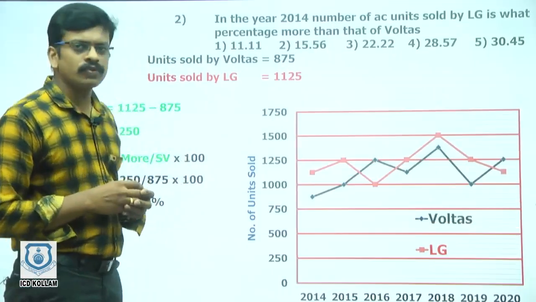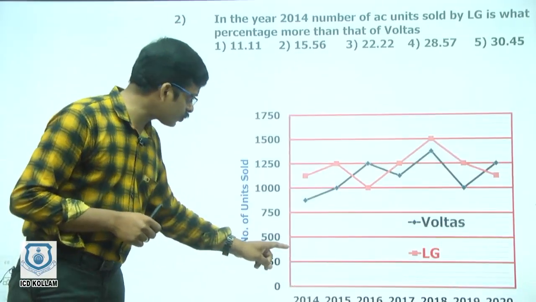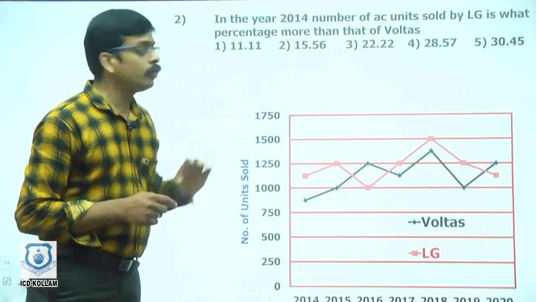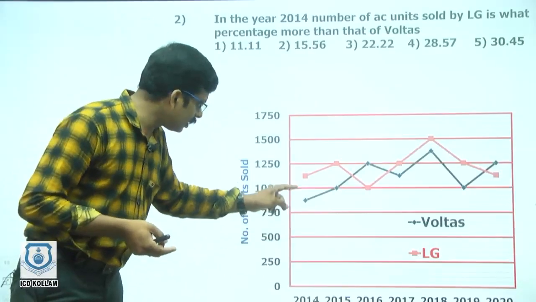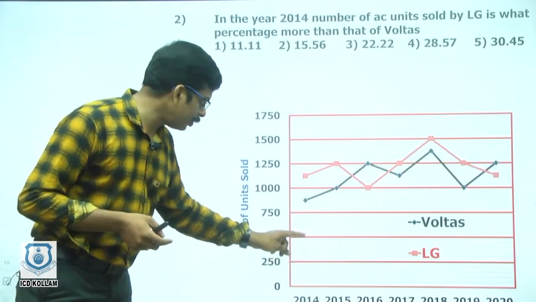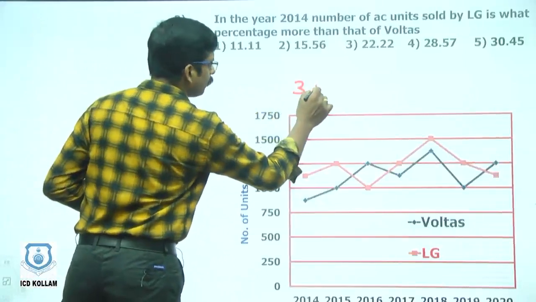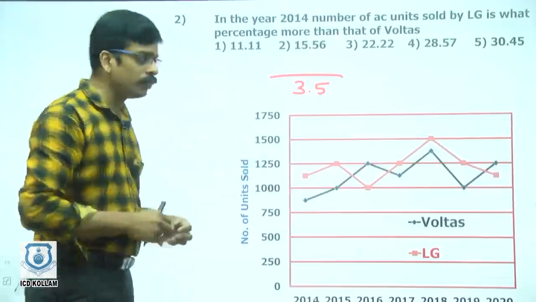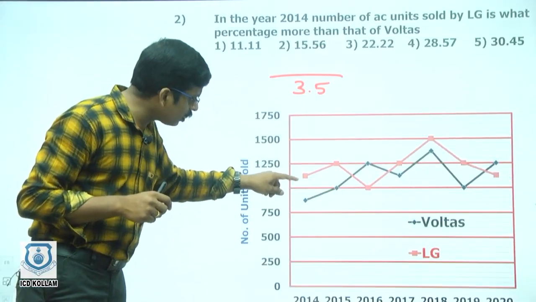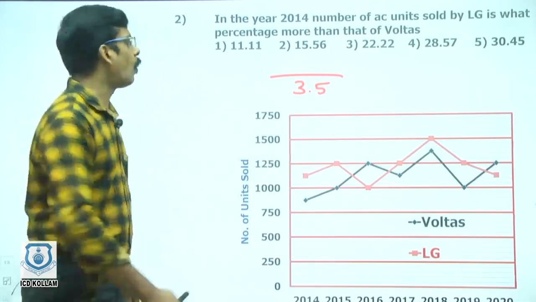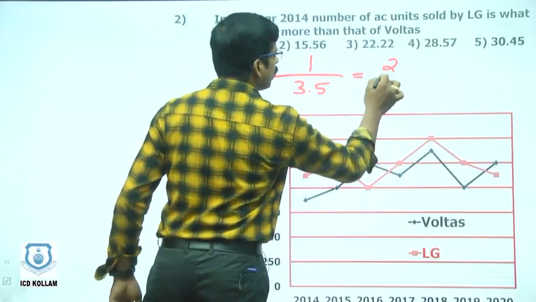And this is the time for solving that question in our method. We just focus on the second value, which is the base here, Voltas, but not focusing on the value. Instead I am focusing on the blocks: 1, 2, 3, 3.5. So out of 3.5 on the second value, that is the base, what is the more? The more is half a block here, half a block there, a total of 1 block. So 1 by 3.5, simply I can say it as 2 by 7.